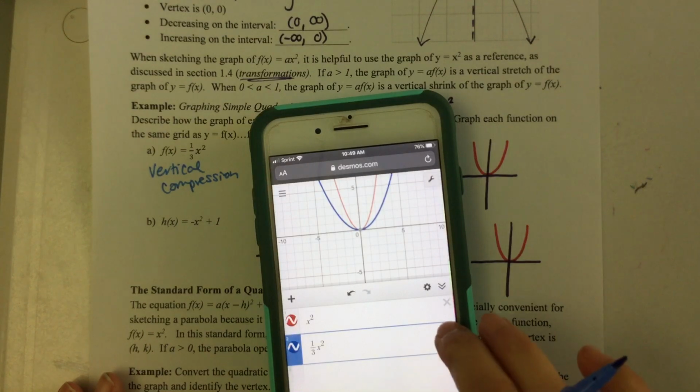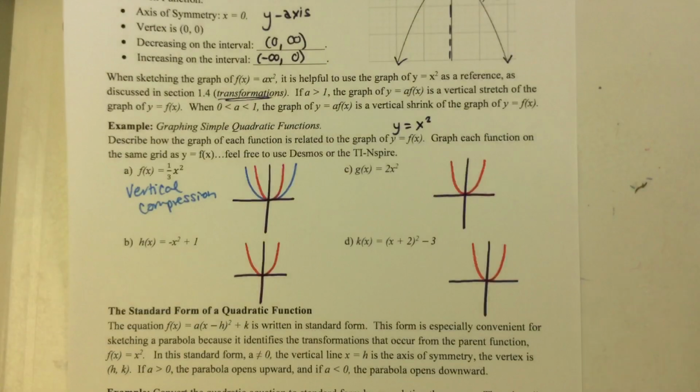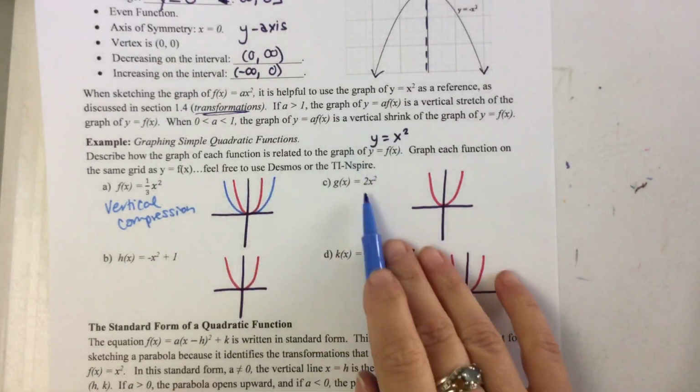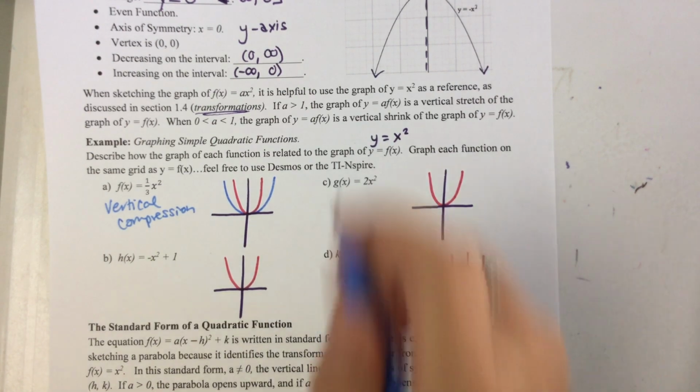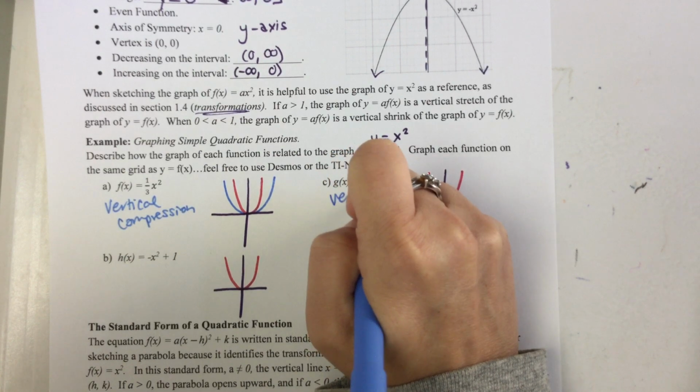Okay, let's look at the next one. So I'm going to go ahead here and get rid of that example. That's why Desmos is so awesome, you guys. Okay, if I look at this again, I am multiplying. I'm multiplying not in parentheses, so it's vertical.